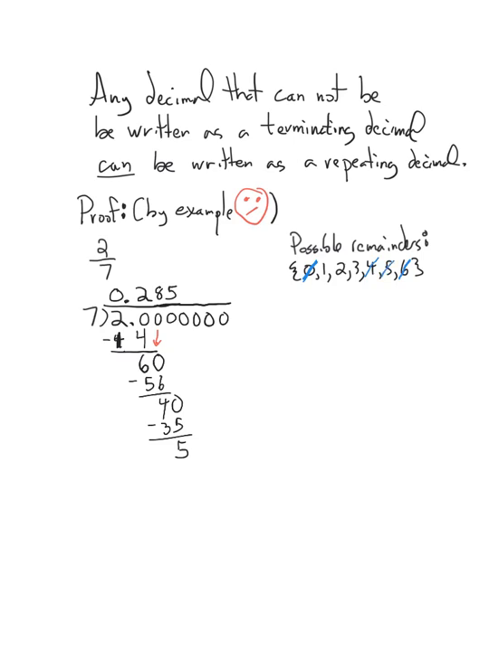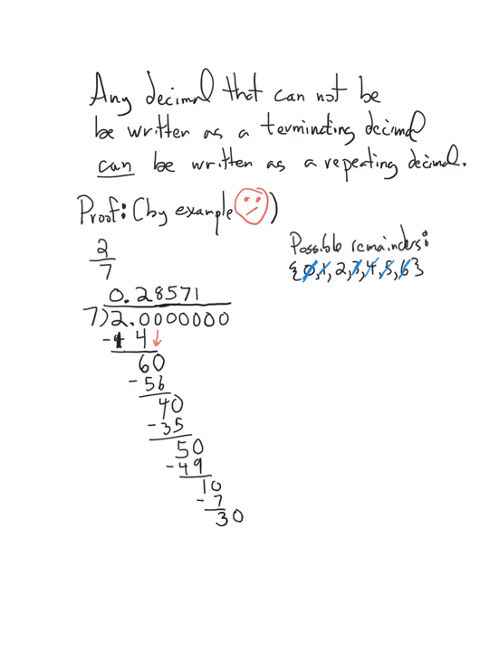We bring down our 0. 7 goes into 57 times. 7 times 7 is 49. Subtract, we get 1. So anytime we see a remainder of 1, we know what's going to happen. So we're running out of remainders here quite quickly. 7 goes into 10 once. 1 times 7 is 7. Subtract, we get 3. So we see a remainder of 3. So anytime we see a 3, we know what's going to happen.